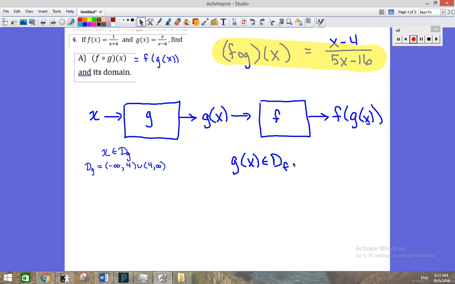Alright, so let's look at the domain of f. We can see very clearly that x cannot be negative 4. If you try to input negative 4, you would have 1 divided by 0, which is undefined. So the domain for f is all real numbers excluding negative 4. Written in interval notation, it's written like this.